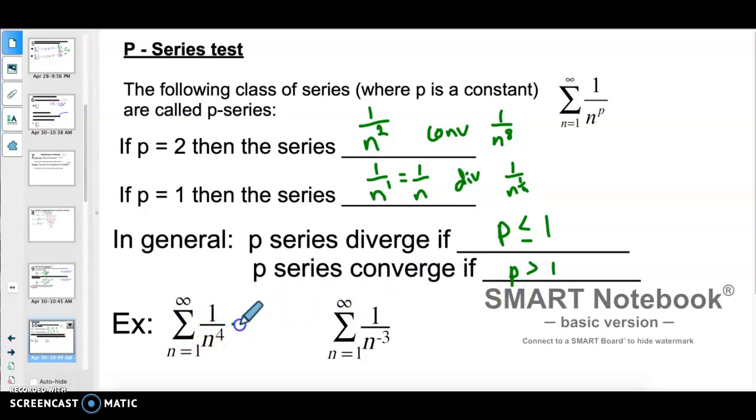So for examples, here we've got 1 over n to the 4th, so 4 is greater than 1, so this example is going to converge. Versus here we have 1 over n to the -3, that's less than 1, so that's going to diverge. And that's really all there is to the p-series test.